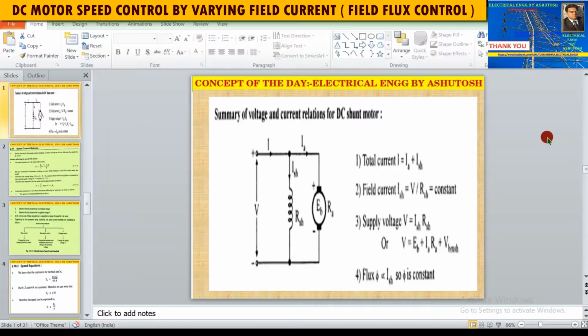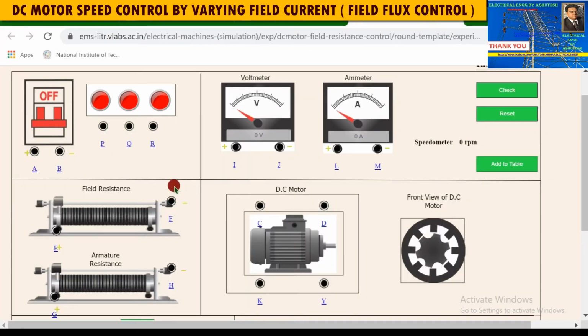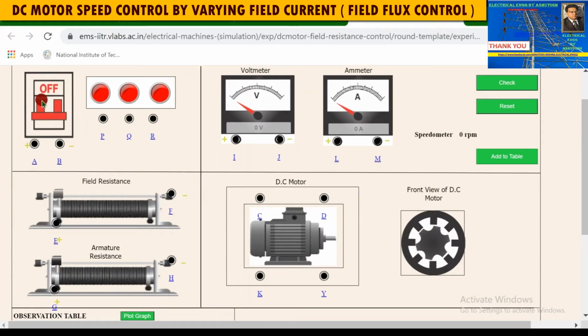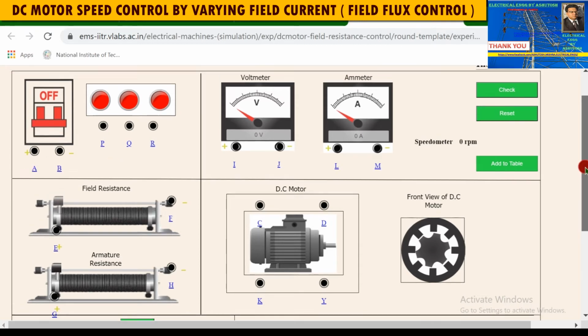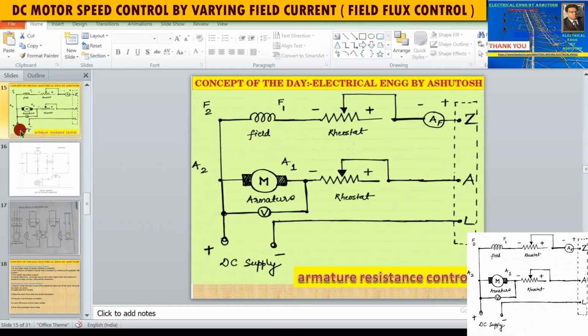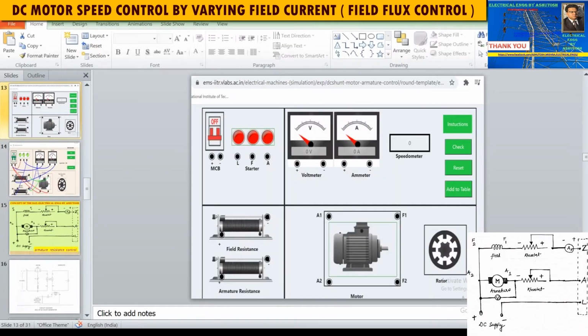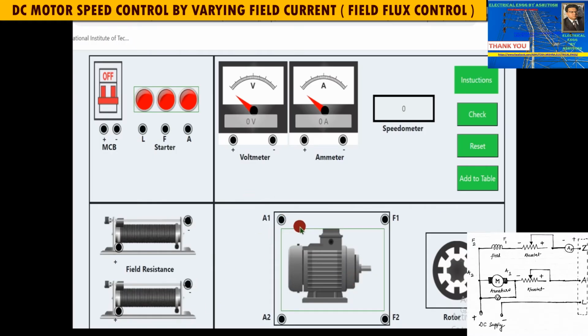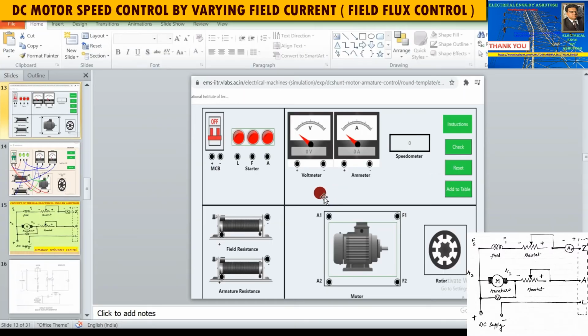Okay guys, now we can go directly to our simulation. This is the MCB supply. This is the DC supply, and the plus terminal is there, the minus terminal is there. And these are the armature terminals. Here C and K are given, and D and Y. You can refer to this diagram because here it is clearly mentioned: armature 1, armature 2, field 1, field 2, line terminal, field terminal, armature terminal. You must remember these things in order to connect the circuit. Now we will proceed.